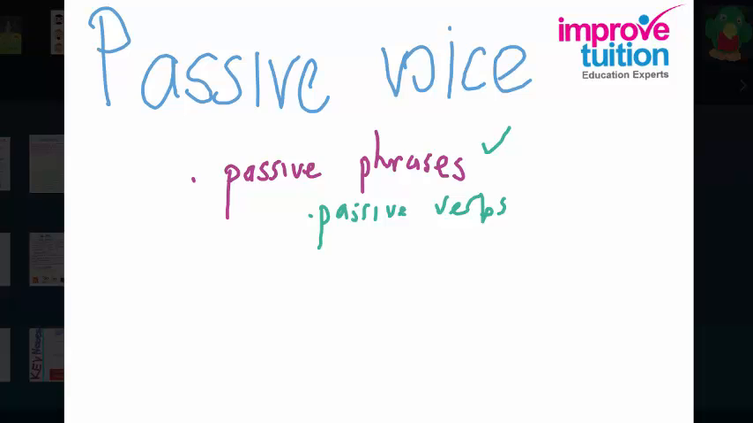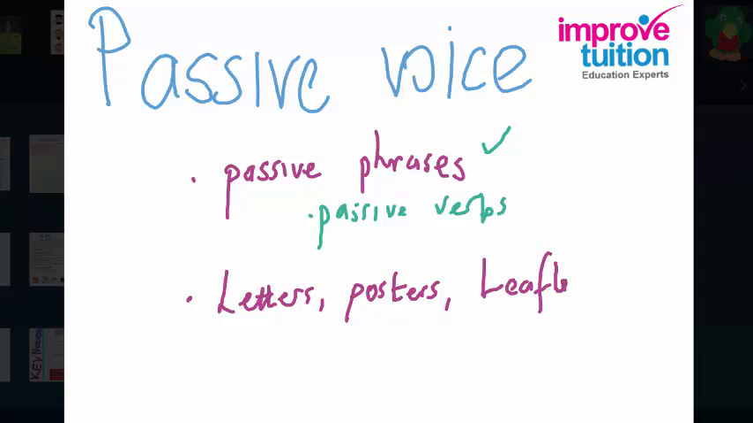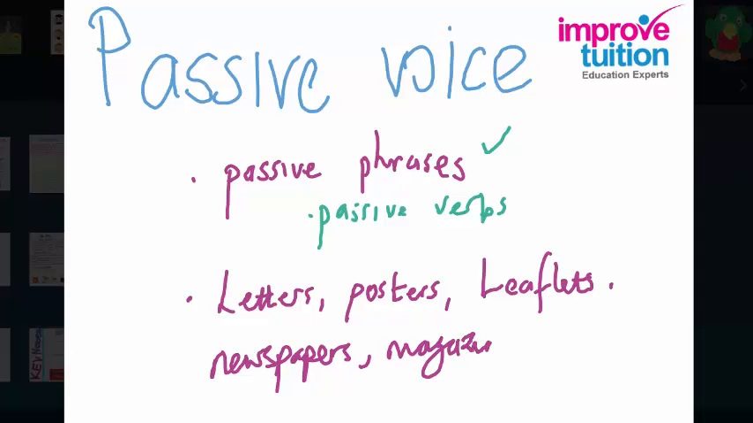Now, another tip is that persuasive texts can be in any form. And what do I mean by any form? Well, it can be in letters or posters. It can be in leaflets. It can be in newspaper and magazine articles. It can be in adverts.